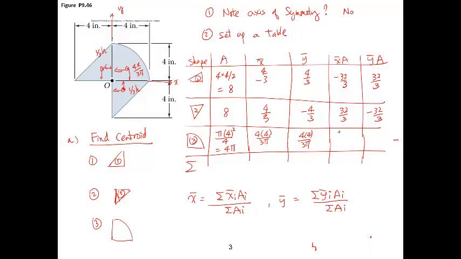I can then multiply x bar by A. The pi on the top and the bottom will cancel each other out. So we're going to have 4 pi times 16 over 3 pi, which is 64 over 3. Same thing. Yes, this one is going to be 64 over 3. So all I need to do is add my areas up. That's 16 plus 4 pi.